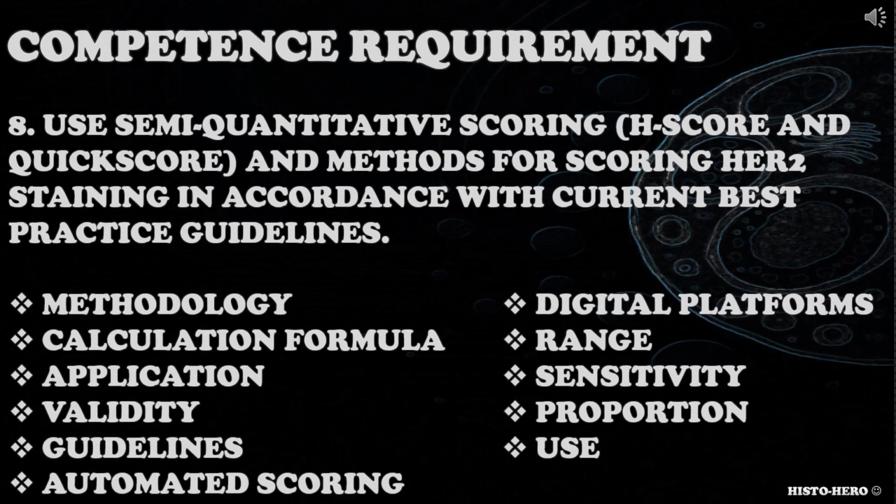The eighth competence requirement is use semi-quantitative scoring, H-score and quick-score, and methods for scoring HER2 staining in accordance with current best practice guidelines. Candidate should be able to use relevant scoring methods. Does the candidate use H-score and quick-score scoring methods? Do they use those methods accurately? Do they follow the local scoring protocols correctly? Do they follow the current best guidelines to use semi-quantitative and HER2 scoring in practice?